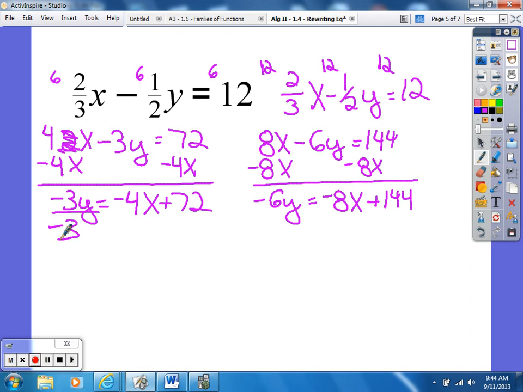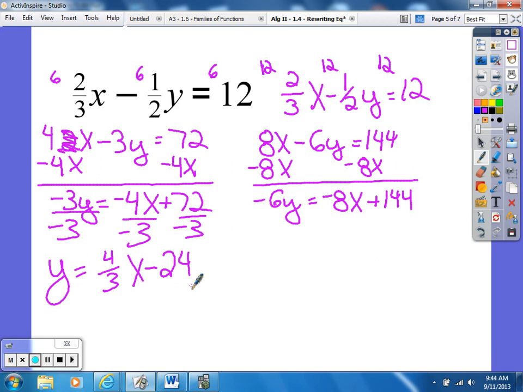I'm going to divide everything by negative 3 in this equation. So I get y equals negative 4 divided by negative 3 becomes positive. If you take 72 divided by 3, what number do you get? 24. So I'm going to write minus 24. Now, notice with using the least common denominator, my numbers were smaller, right? Doesn't necessarily mean that that's the only way to do it.